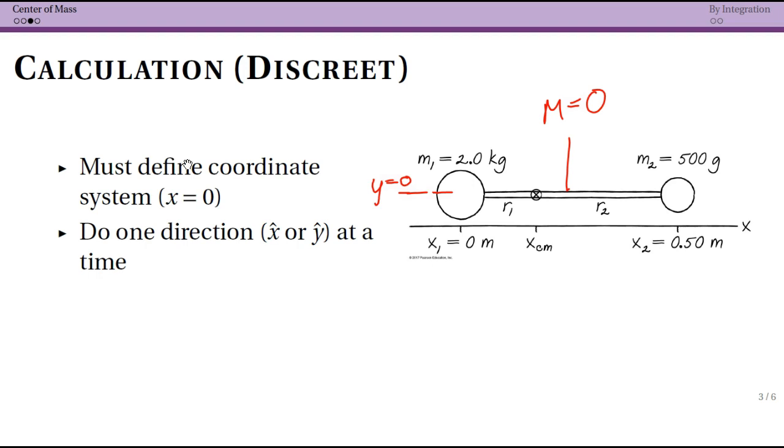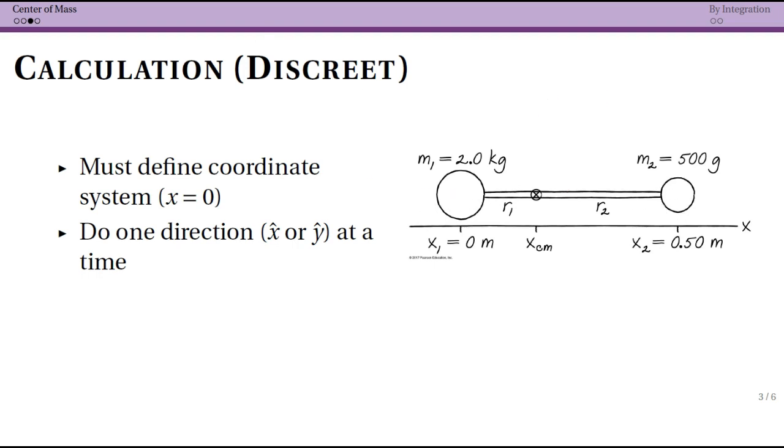So you need to define your coordinate system. We need to define we're calculating the center of mass in x, and so you must define where x equals 0. And you have to keep that consistent. You can't say that x equals 0 here, and in the center of the bar, and here. You have one place where x is equal to 0. And you do one direction at a time. We're going to do x. So we see that this mass is at 0, this mass is at 0.5 meters because the bar is half a meter long.